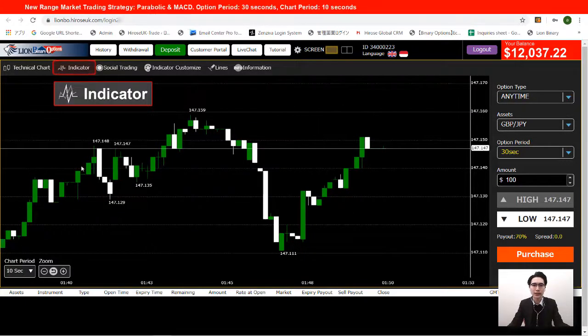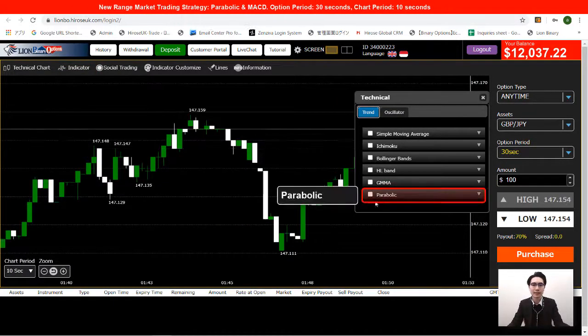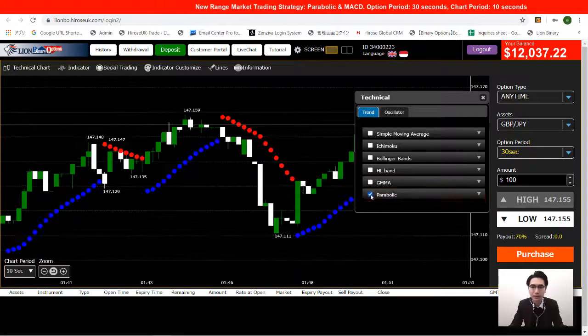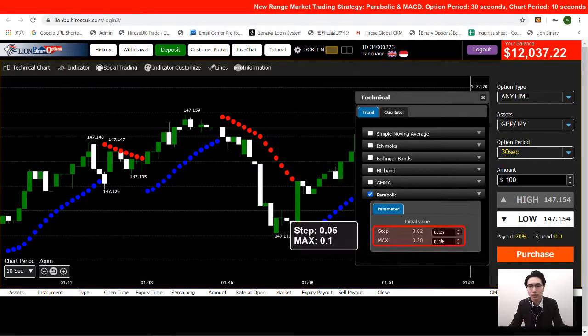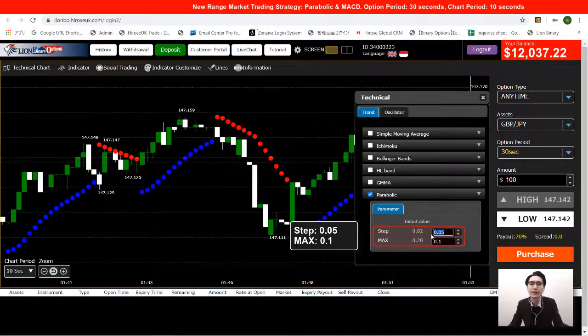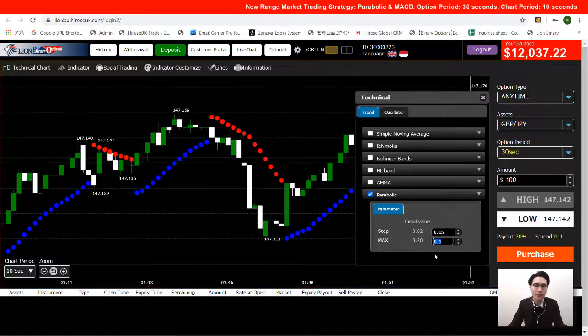Let's go to the indicator. So click on it, and we will select the parabolic. Click on parabolic. Okay, now we open the drop down for parabolic. For parameters we are using 0.05 and 0.1. So again, step is 0.05. Max is 0.1.